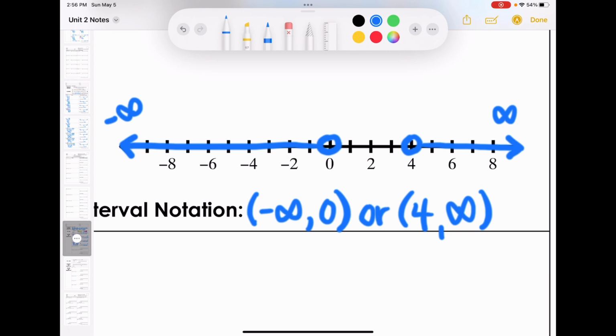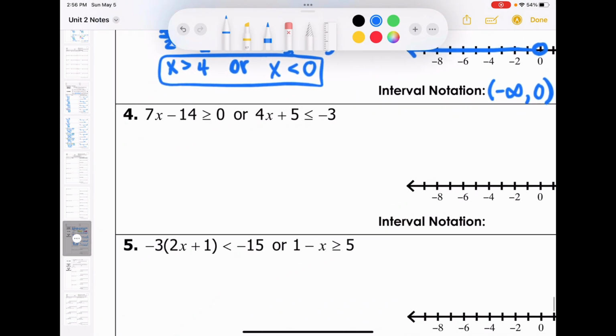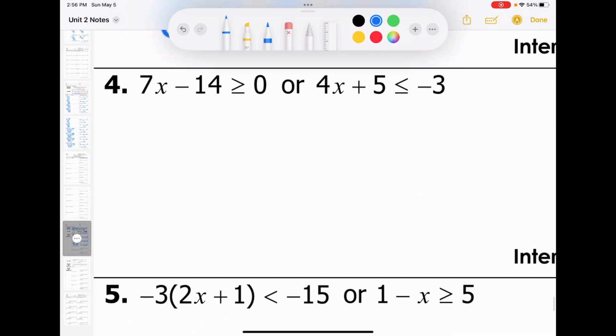All right, number 4. We have 7x minus 14 is greater than or equal to 0, or 4x plus 5 is less than or equal to negative 3. So the first thing I have to do is solve these equations. So looking at the first one, I need to get 7x by itself. So in order to do that, I need to move the negative 14 to the other side. So I'm going to add 14 to both sides.